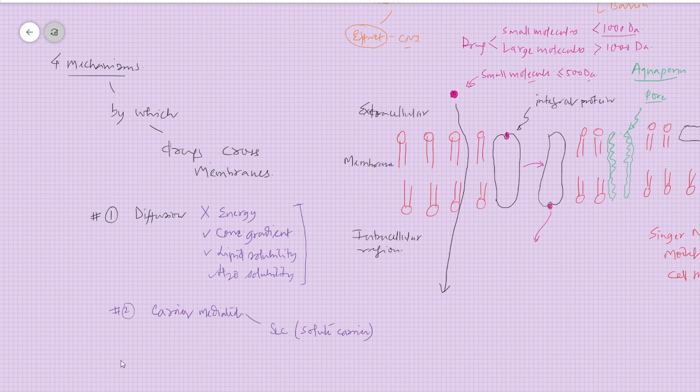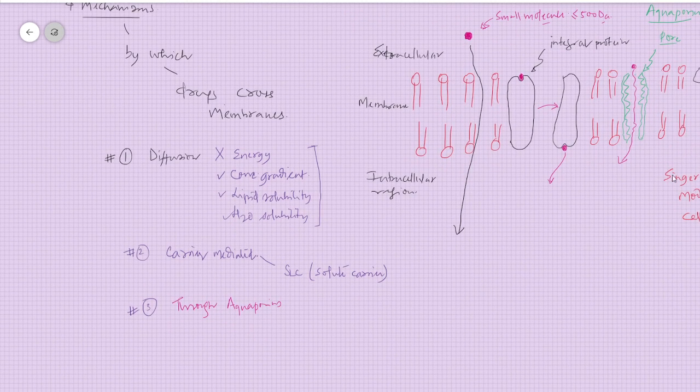The third one is that some drugs can use the normal water channel. They can use the aquaporin membrane channel to get into the cell. So the third mechanism is through aquaporins. Aquaporin mediated transport into the cell.